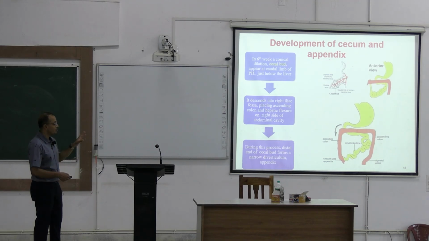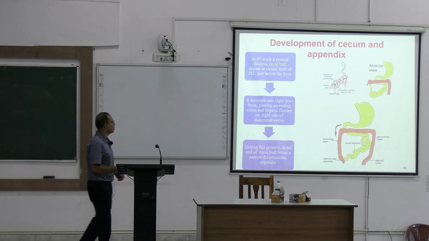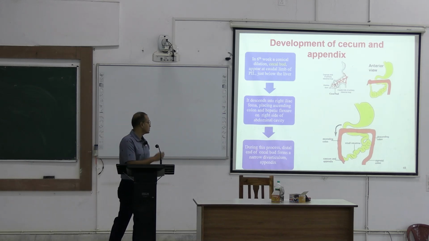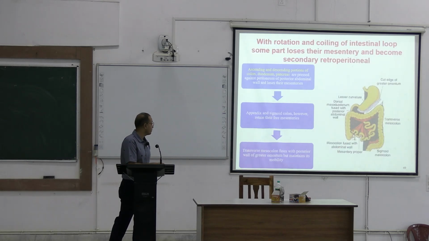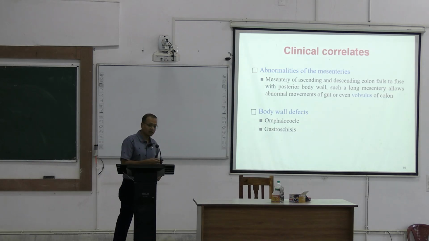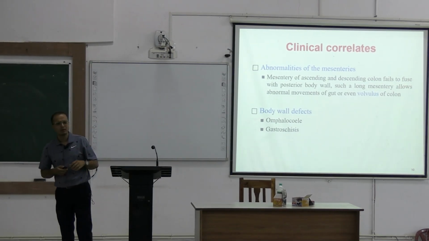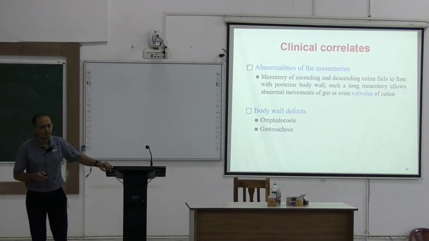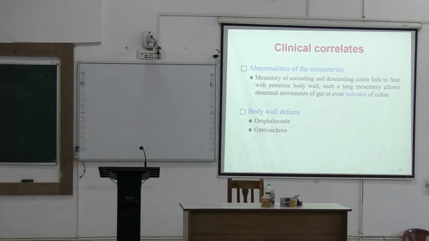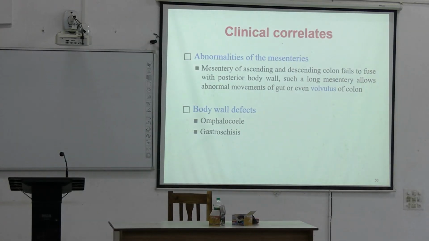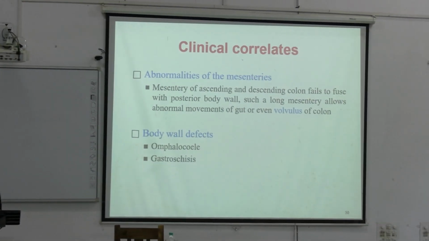And this gut loop goes out and comes back. We call this physiological herniation. The fate of this physiological herniation is losing some of its mesentery. So this is what we have to take from this point. Other than that are the clinical problems, which are your exam questions. We usually give this as a short note. These clinical problems arise from errors of rotation.